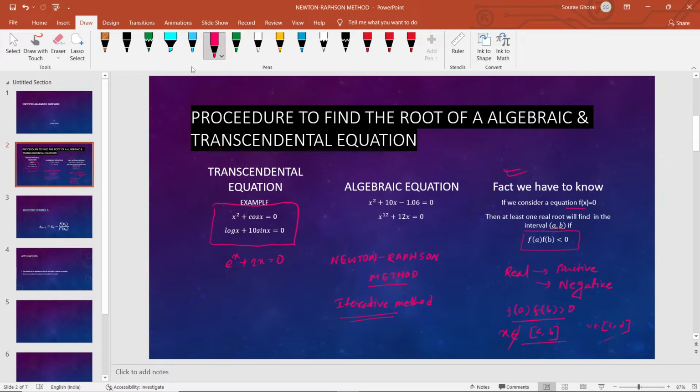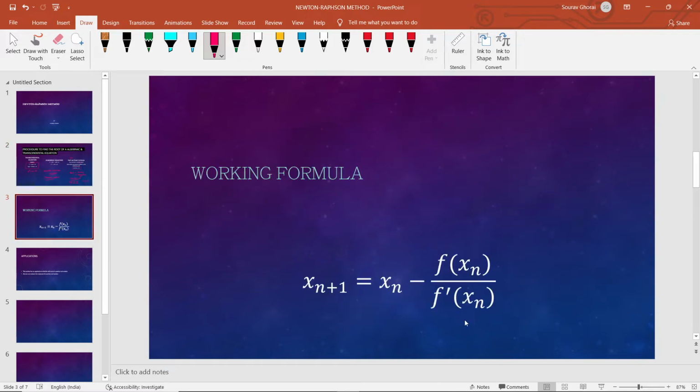So now I'm going to discuss how we can use the Newton-Raphson method. The working formula is x n plus 1 is equal to x n minus f of x n divided by f dash x n. We also have to remember one thing about the function we choose: f dash x n never vanishes, that means f dash x n is always not equal to 0, and f of x is also differentiable.